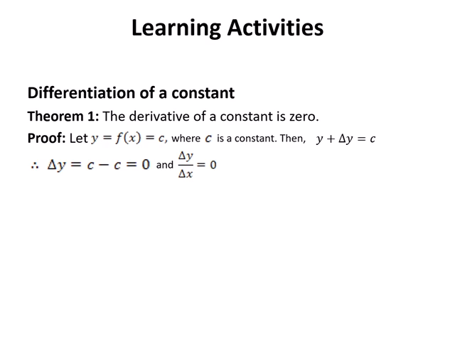Let us prove it. Let y equal to f of s equal to c, where c is a constant. Then y plus change in y equal to c. That is, the small increment in y is what you are having as change in y there, which is equal to the constant c. Therefore, making change in y the subject of the formula, we have this as c minus c.